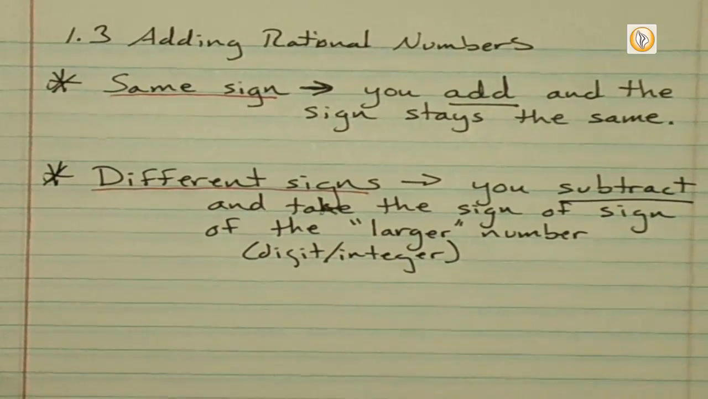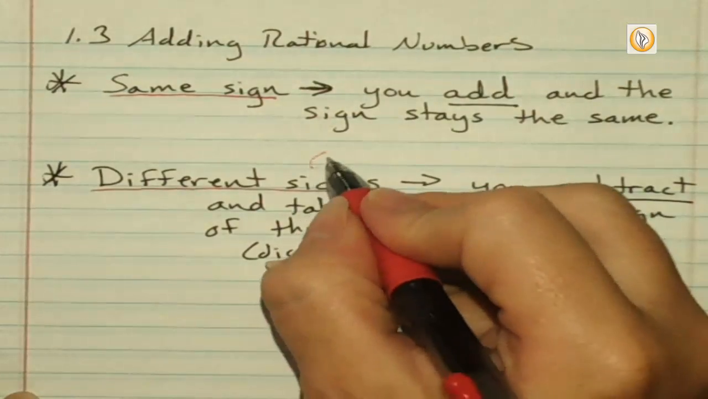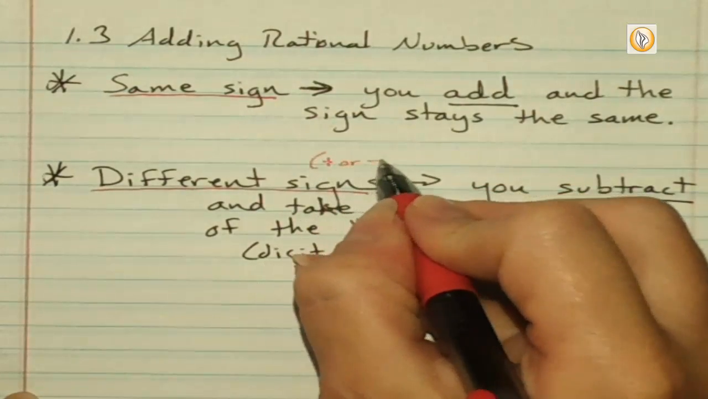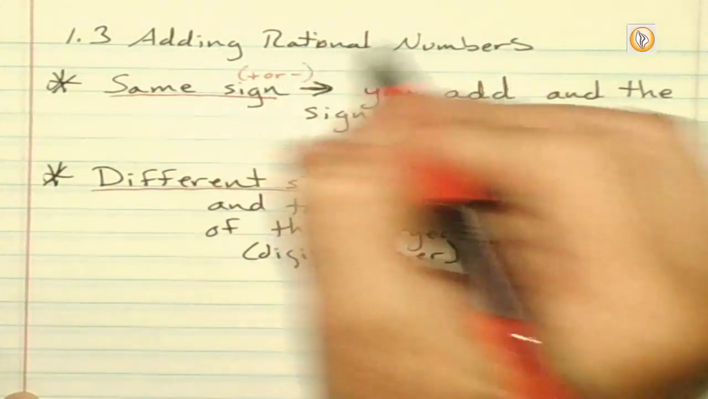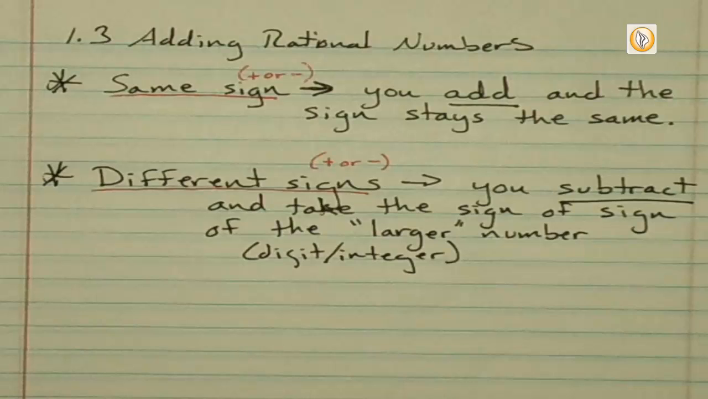So if the signs are different, if you have a plus and a minus, and again, when I say sign, I'm referring to plus or minus. If the signs are the same, you add and you keep the sign. If the signs are different, you subtract and take the sign of the larger.